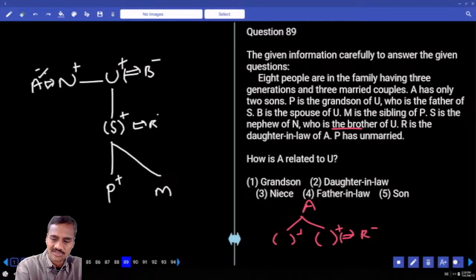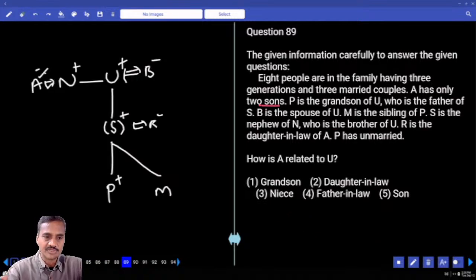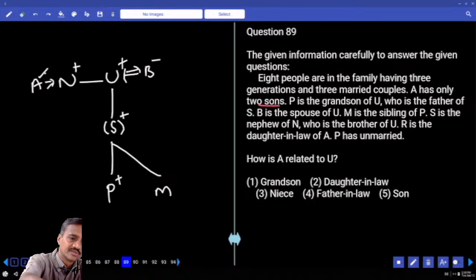If I take like this, then what is the problem we have here? A is having only 2 sons. A is having 2 sons, that is ruled out, isn't it? Here A is not having 2 sons. U is having 1 son. Hence A cannot be at this place. As A cannot be here, then tell me where can we have this A?